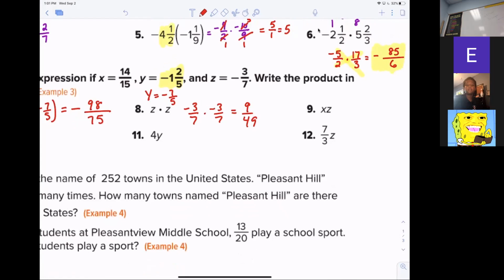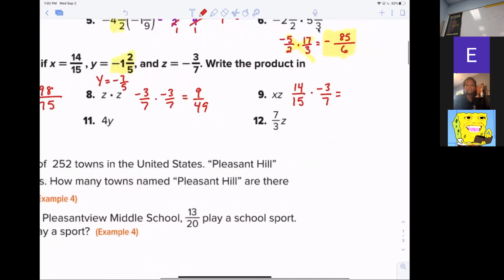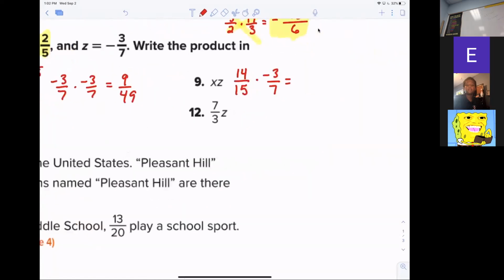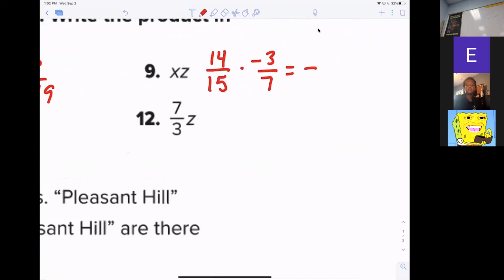Okay, Ethan, you have to tell me. Number 9, what is x? 15. Good job, buddy. What's z? 3 over 7. Now, is your answer going to be positive or negative? Negative. Okay, now what can cancel?